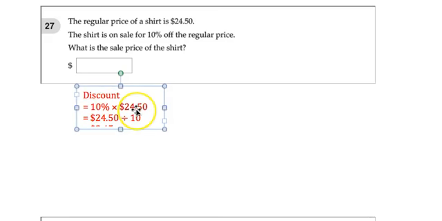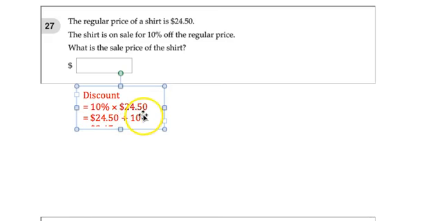Now to find 10% of something, it's like 50% is a half. So if you want to find 50% of something, you halve it, so you would divide it by 2. If you want to find 25% of something, now 25% is a quarter, so you divide by 4. But if you want to find 10% of something, you divide by 10.